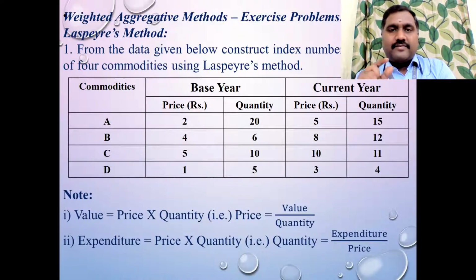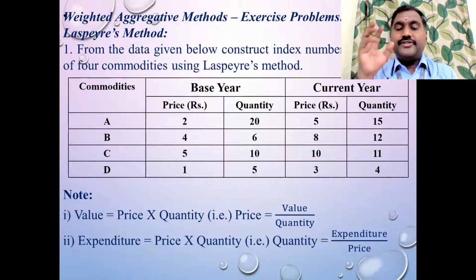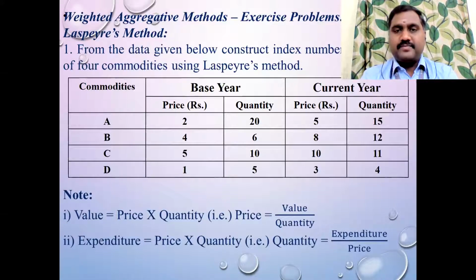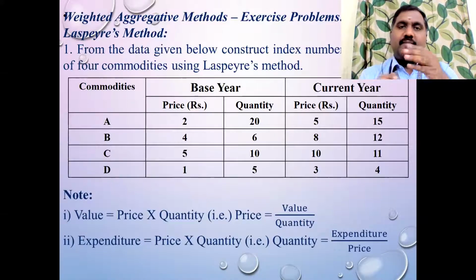I told you, right, for some problems, they will give the base year and current year terms. Sometimes you may get a problem not only with price and quantity. Instead of quantity, they may give value. They will give only price and value. Or they will give only value and quantity.